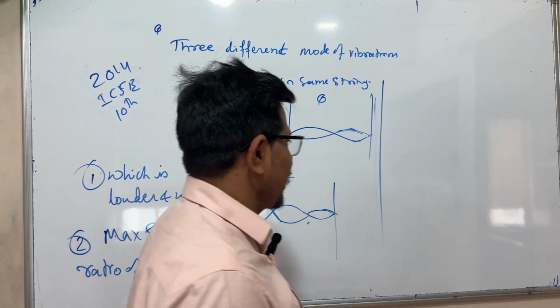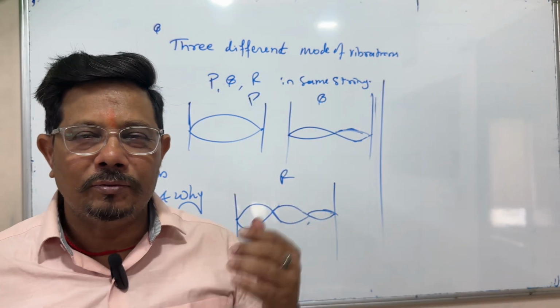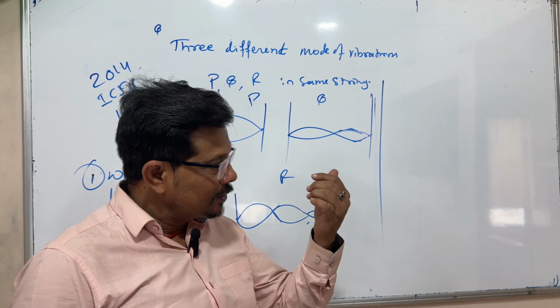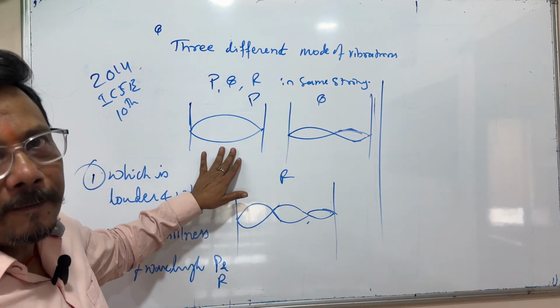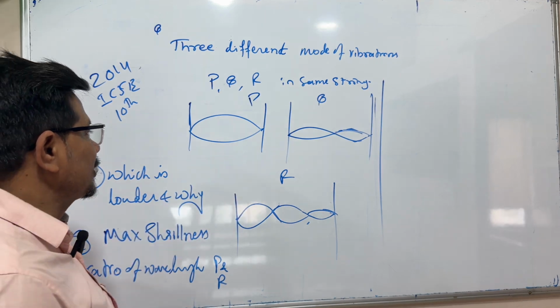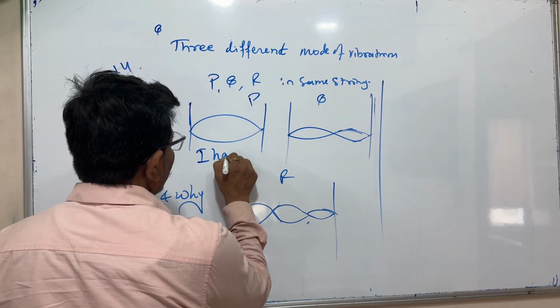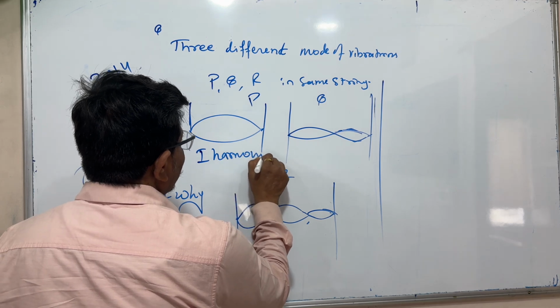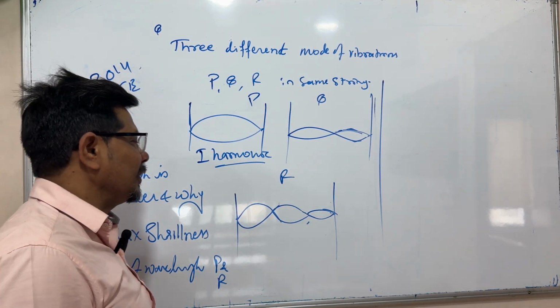Before knowing this concept, I will clear one topic, that is the mode of vibration in a string. When any string is tied at two ends and just vibrates, you get the first mode of vibration, which is called the first harmonic. Harmonic is nothing, just a sound. The first sound heard is the first harmonic.